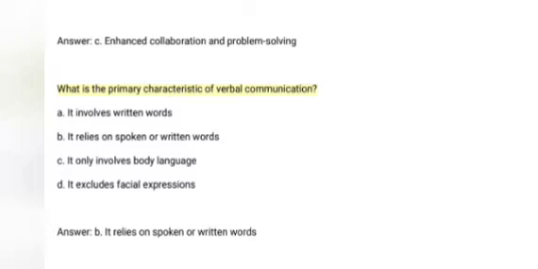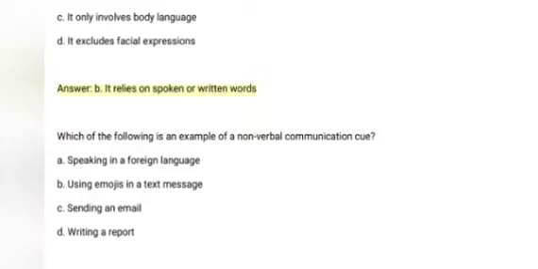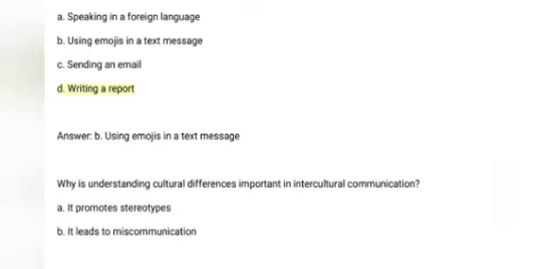What is the primary characteristic of verbal communication? A. It involves written words. B. It relies on spoken or written words. C. It only involves body language. D. It excludes facial expressions. Answer: B, it relies on spoken or written words. Which of the following is an example of a nonverbal communication cue? A. Speaking in a foreign language. B. Using emojis in a text message. C. Sending an email. D. Writing a report. Answer: B, using emojis in a text message.